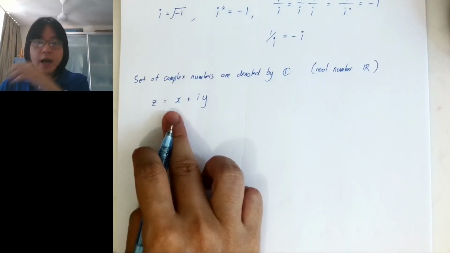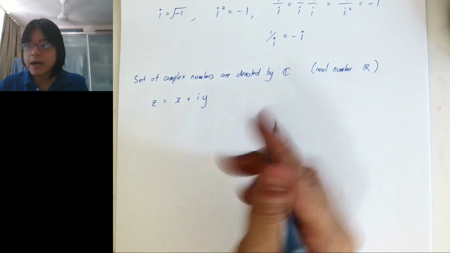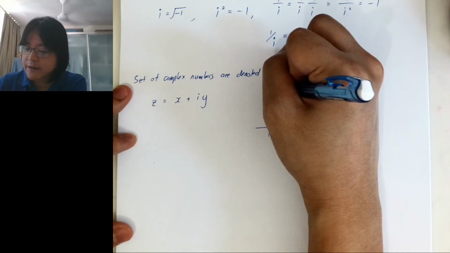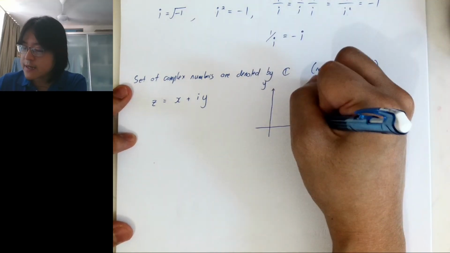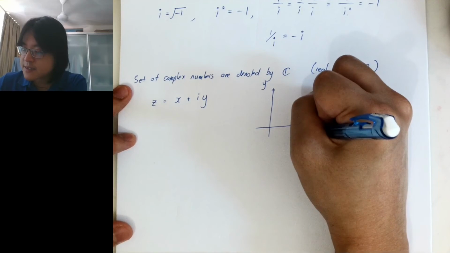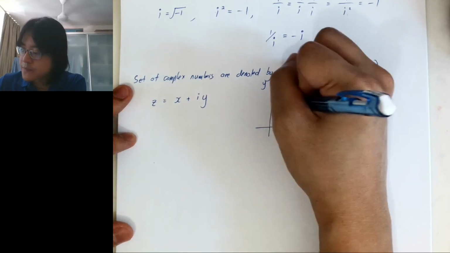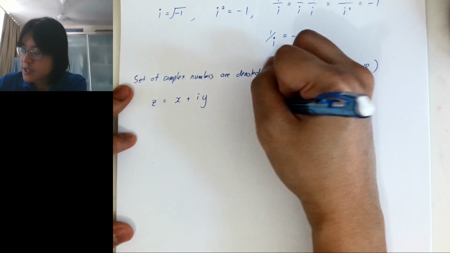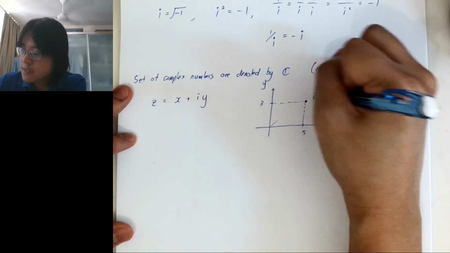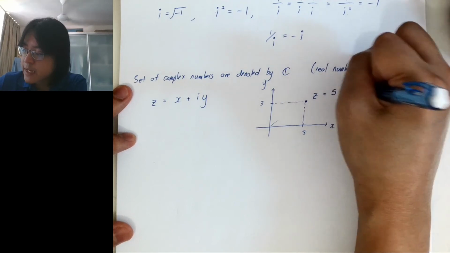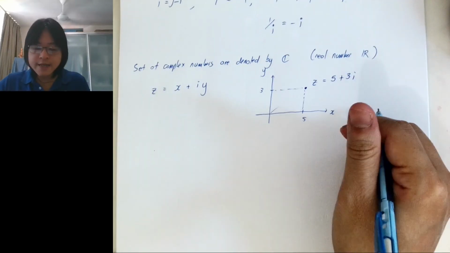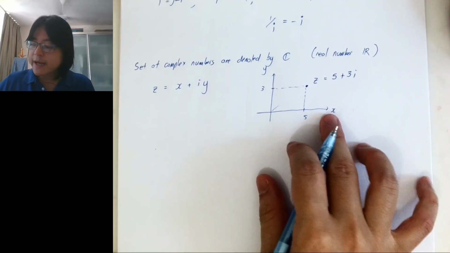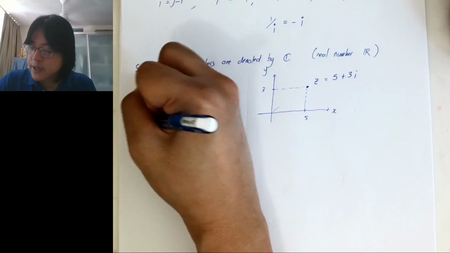And because I have the x part and the y part, I can actually plot this on a diagram. We call this the Argand diagram. Let's take a random example. Let's say this is my complex number here, 5 units from the origin, and this is 3 units. So this is a complex number which is 5 plus 3i. Okay, so these are the complex numbers. And then another operation that we will learn is about the complex conjugate.